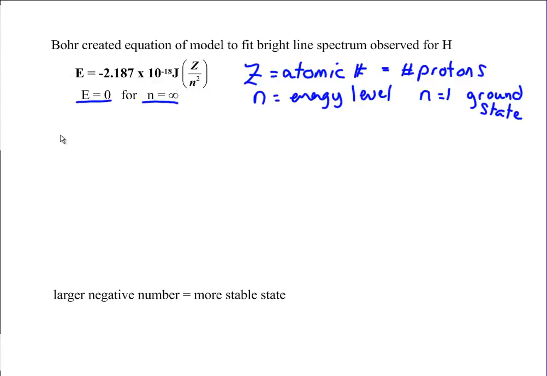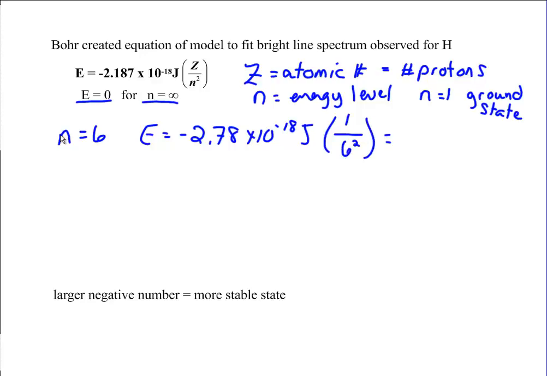Let's take a look at an electron falling from N equals 6 to N equals 1 and see what sort of energy change is created. N equals 6, the energy is going to be, the equation again is negative 2.178 times 10 to the negative 18 joules. Z for hydrogen, atomic number is 1. And we're starting at N equals 6, so it's going to be 6 squared. So we punch all that in and we get a negative 6.05 times 10 to the negative 20 joules.